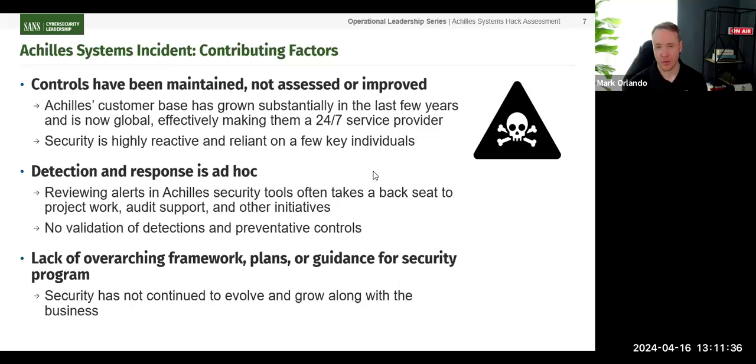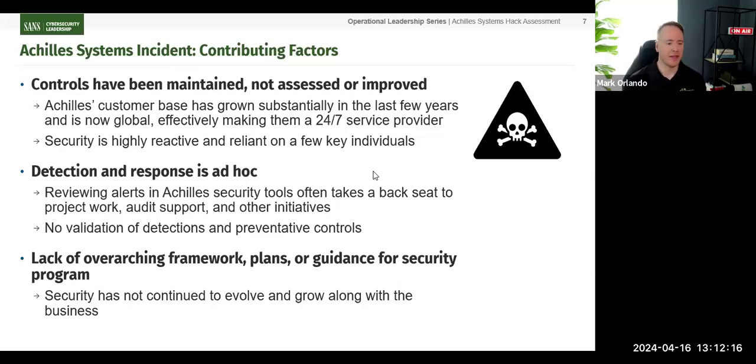So we're relying on superheroes a little bit more than the system that we've built to be effective in identifying and mitigating security threats. Another problem here is that detection and response is ad hoc. So using that SIEM, using some of the security tools tends to take a back seat when it goes up against project work, audit support, other initiatives. Does it sound familiar? It's easy to get bogged down in some of those very important tasks, but then some of that continuous monitoring, that investigative work, kind of falls by the wayside or takes a back seat.